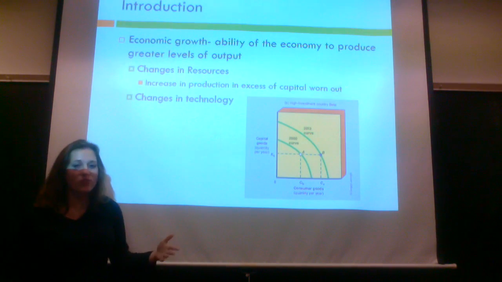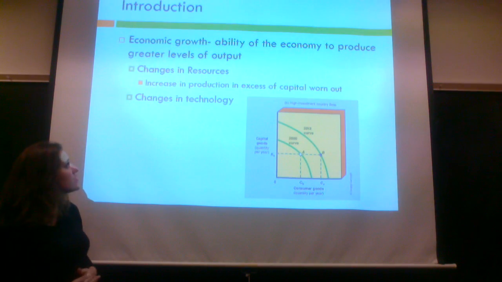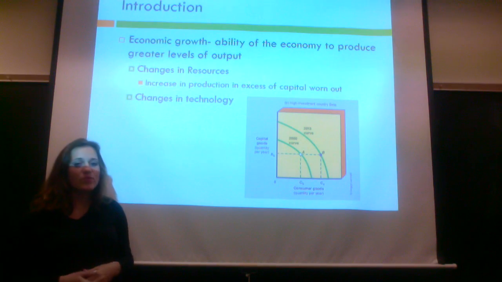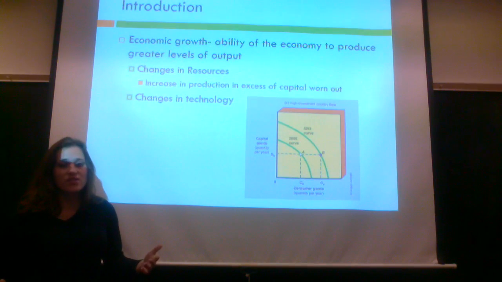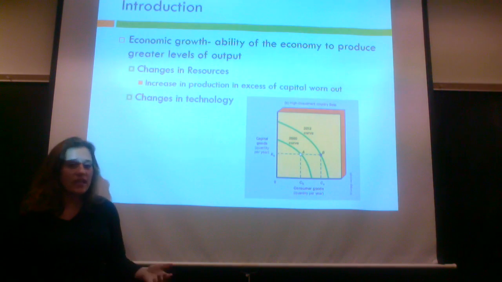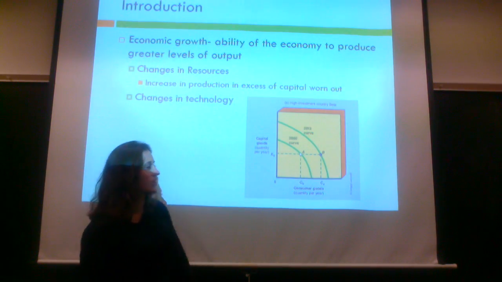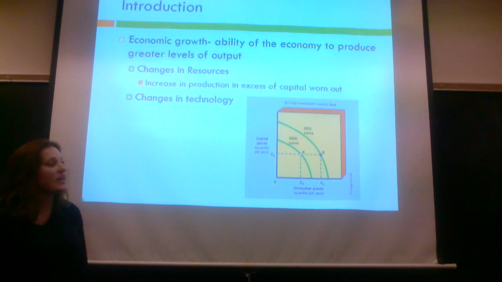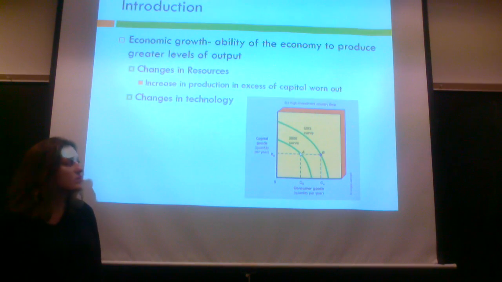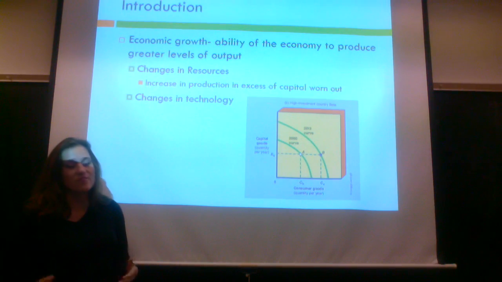So how do we make this shift happen? Well, there are two ways that you can accelerate economic growth. And the first is a change in resources. If a company is able to gather more natural resources or gain more access to machinery or factories, then it can increase its production, and it can cause this curve to shift over to the right and increase its outputs. One of the key factors in this is that the increase in production must be in excess of capital worn out. So this specifically means that the money that you make from production should be greater than the money that you're losing in depreciation in the factories and machinery that you're using.